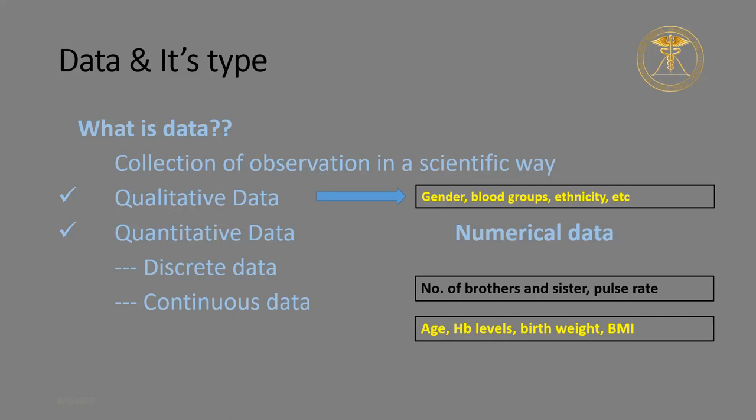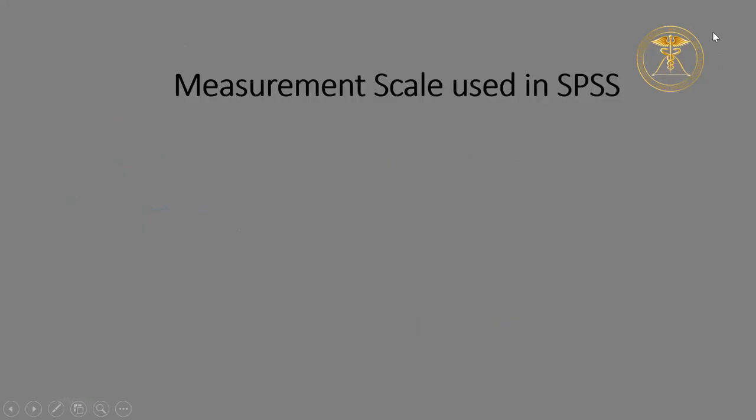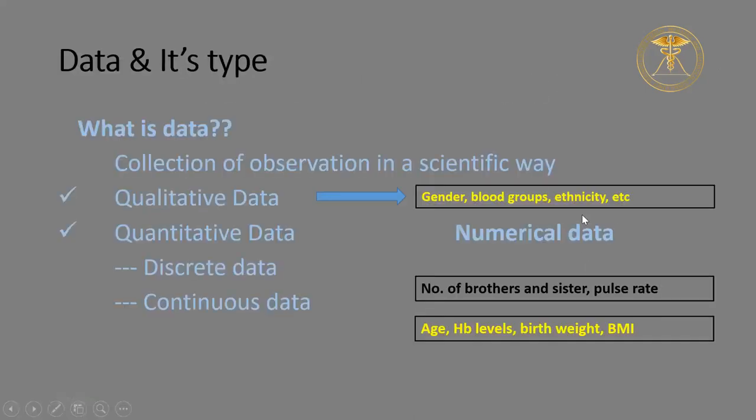Discrete data means data that goes from jump to jump, that has jumping values, that does not pass through each and every possible unit. That is our discrete data, like number of students in the class, number of males and females in a class, number of brothers and sisters, number of beds in the hospital. All these are actually discrete data.